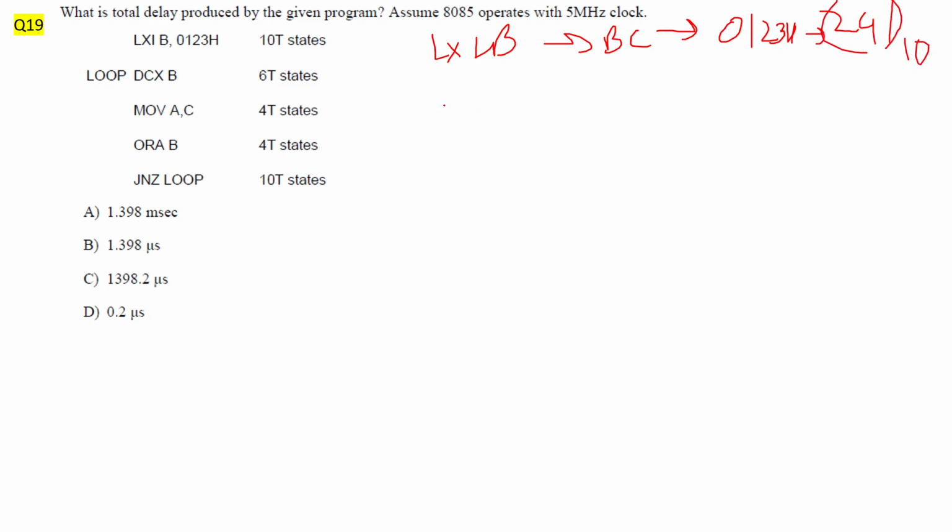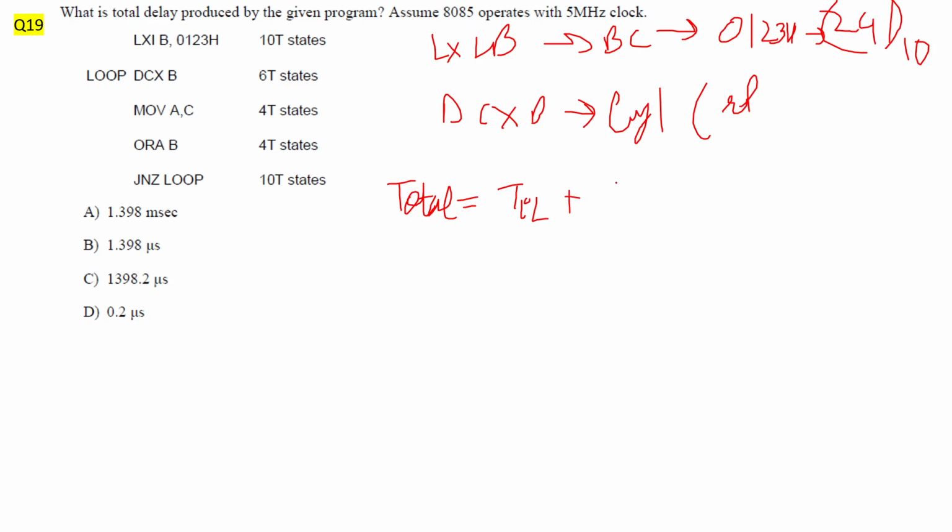Then I have DCX B. This DCX basically reduces the contents of the register pair by 1. Then I move the contents of C to A, and then ORA B, and then jump on non-zero. Basically, the loop will execute, and the total time will be T inside the loop plus T outside the loop.